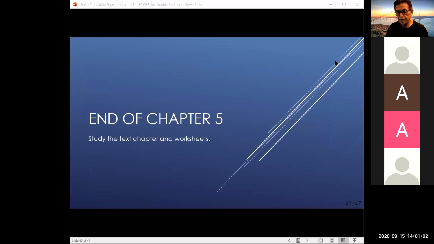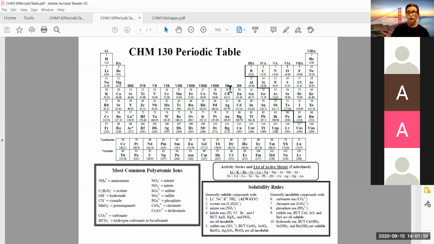Okay. That being said, we're done with chapter 5. What I want to do very quickly is go back to my periodic table. You may be asked to do the electron configuration for, let's pick one, somebody pick one. Let's keep it in the 4th energy level. Potassium. We can even go into the D here. How about zinc? Calcium. Okay, let's do calcium.